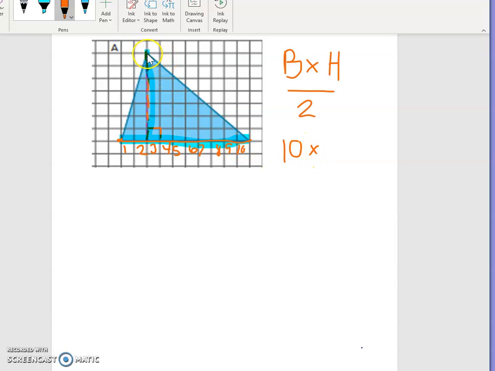Then I count the height. Remember to go all the way up to the top and count until you reach your base. So we have 1, 2, 3, 4, 5, 6, 7. I plug 7 in where I have height in my formula. For this example, we can plug this into a calculator. So we would do 10 times 7 and then divide that by 2, and we would get 35.